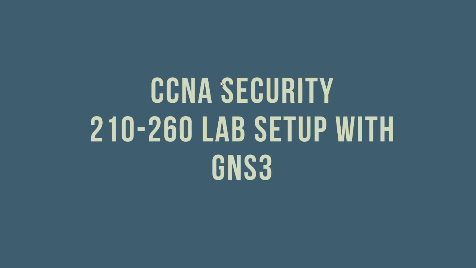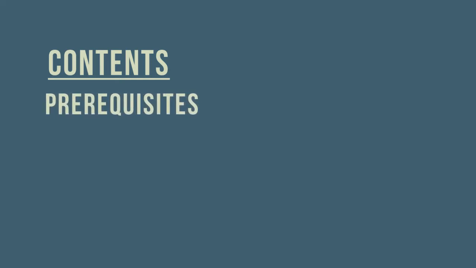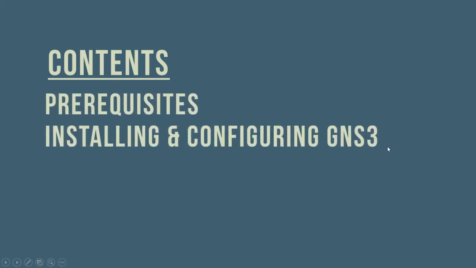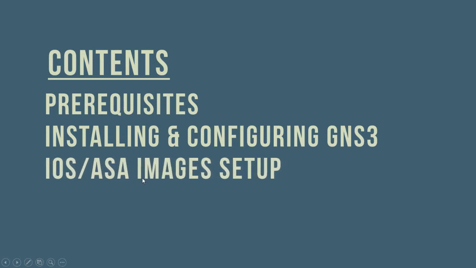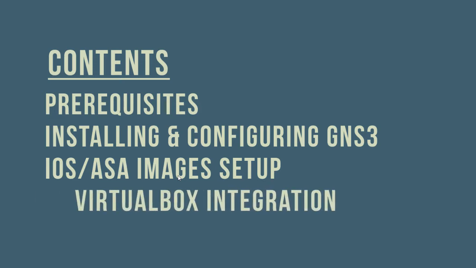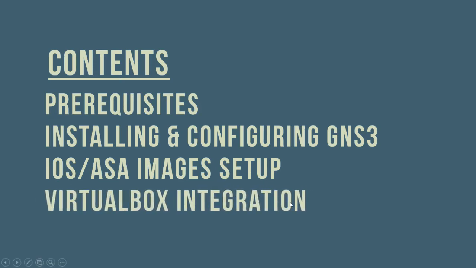Okay, welcome to this CCNA Security 210-260 lab setup with GNS3. So we'll look into the prerequisites and you'll be looking at installing and configuring GNS3 and doing some of the base configuration to get GNS3 up and running. And we'll be downloading our ASA and IOS images and you will set them up inside GNS3. And you will talk about the VirtualBox integration, meaning that we will be able to run a Windows operating system or Linux operating system or Mac operating system inside of GNS3.